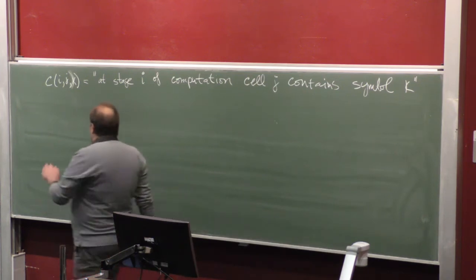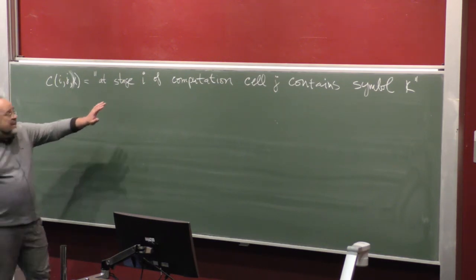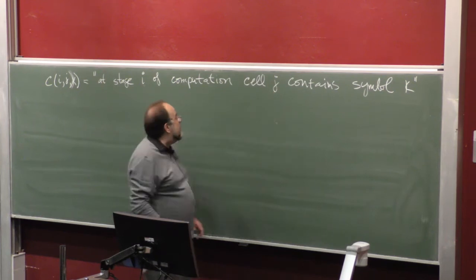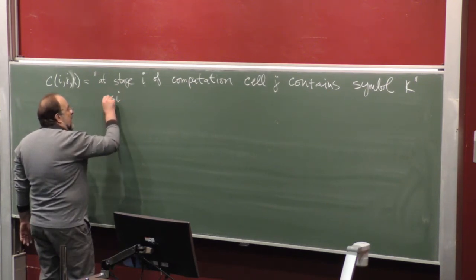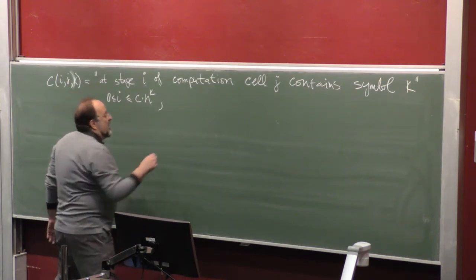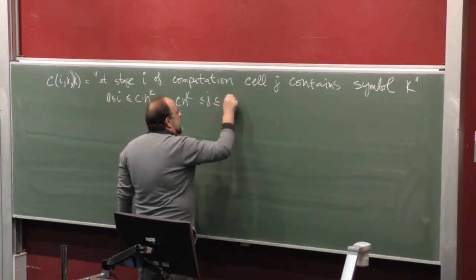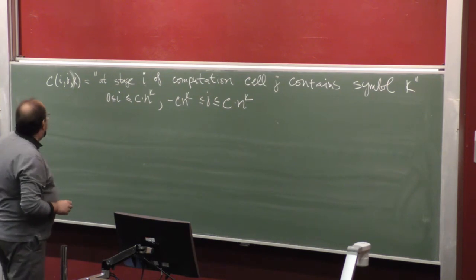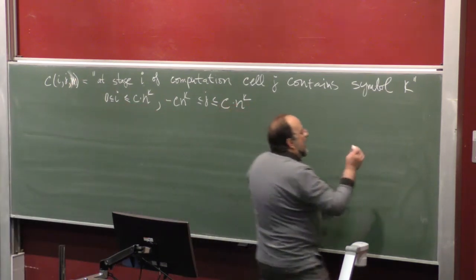So the intended meaning of this variable is that it will be set to true if and only if at the i-th step of computation, the content of cell j is that symbol. This will be for all i that go between the zeroth initial stage up to c times n to the k, and j goes between minus c n to the k and c times n to the k. Oh, now I'm using k already, so let's call the symbol m: cell i, j, symbol m.